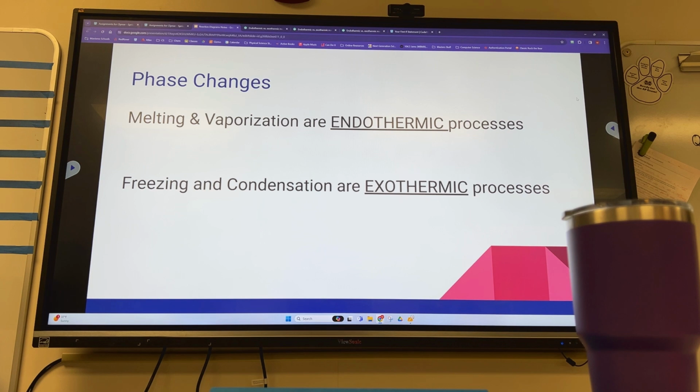So think of the direction, and again, when we're thinking about phase changes, the perspective that you need to think about is from the perspective of whatever the substance is. That is either freezing or melting or condensing or vaporizing or whatever.